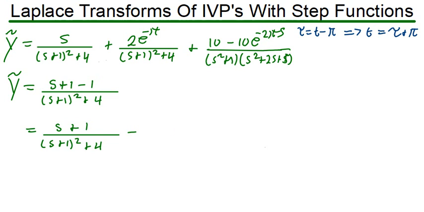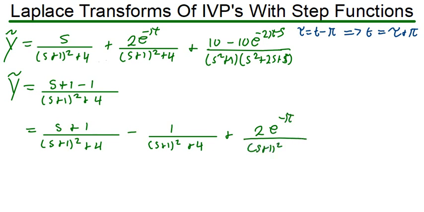That would be my 1 over s plus 1 squared plus 4. Then you bring everything else that is plus. So for this part, that's going to be your 2e to the minus pi divided by s plus 1 squared plus 4.